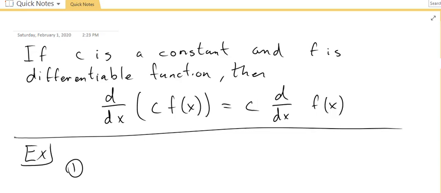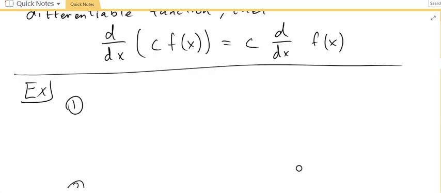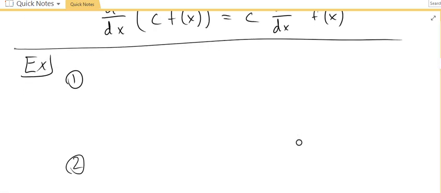In this video, we'll talk more about some properties of differentiable functions that are going to help us calculate more of them and more easily. So the first is that if c is a constant and f is a differentiable function, then the derivative of c times f of x equals c times the derivative of f of x. So here's how we want to think of that. We get to basically ignore the constants and just keep them along as we take derivatives.